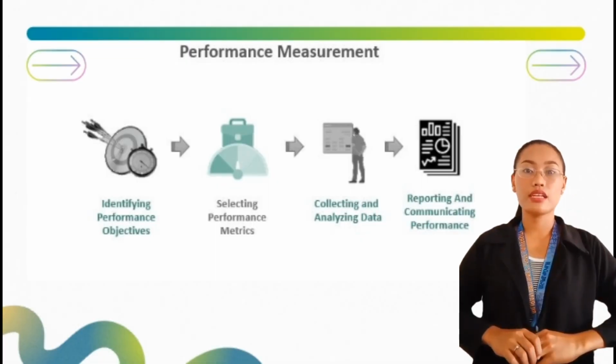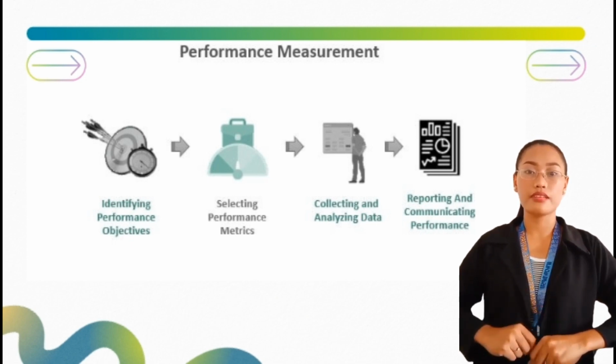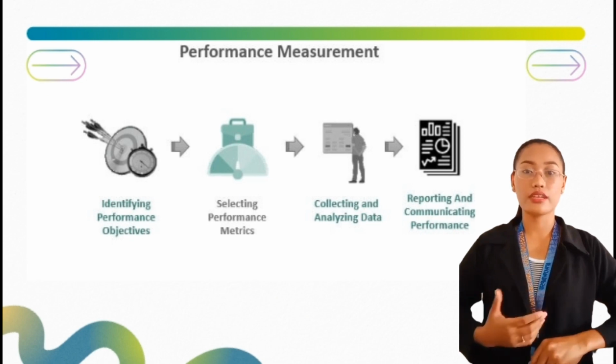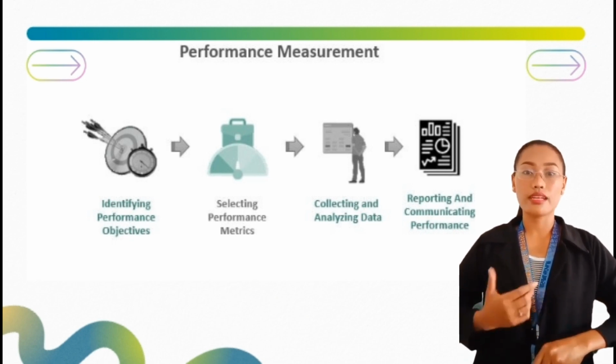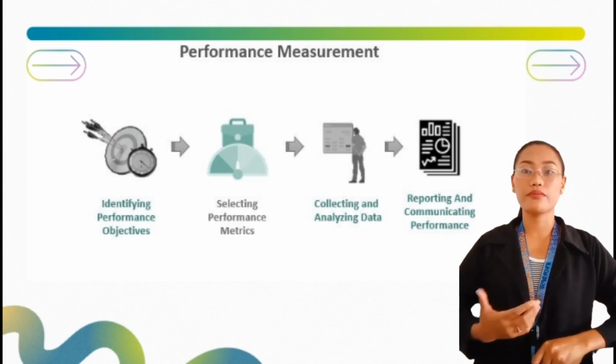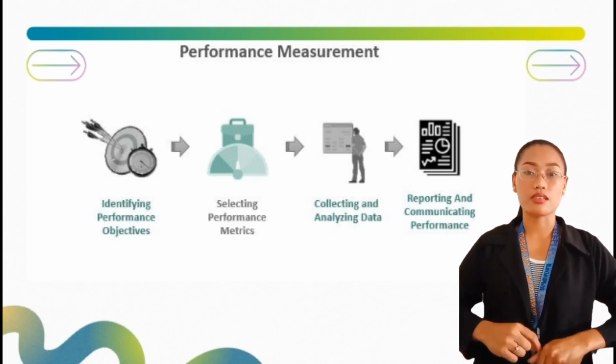We have here an illustration of performance measurement. First is identifying performance objectives or goals. The first step is clearly defining goals and what success looks like. Further, the goals could be increasing sales or reducing costs or an abstract idea such as improving customer satisfaction.